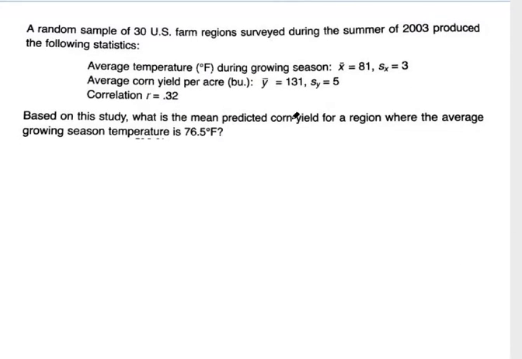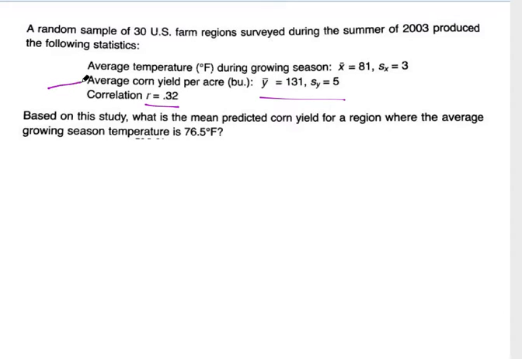All right, so here could be an example of the information that you're given. A random sample of 30 U.S. farm regions surveyed during the summer of 2003 produced the following statistics. So the average temperature is my x value. The x bar is 81, standard deviation is 3. Average corn yield per acre in bushels is this information here, and the correlation is R equals 0.32. Based on this study, what is the mean predicted corn yield?